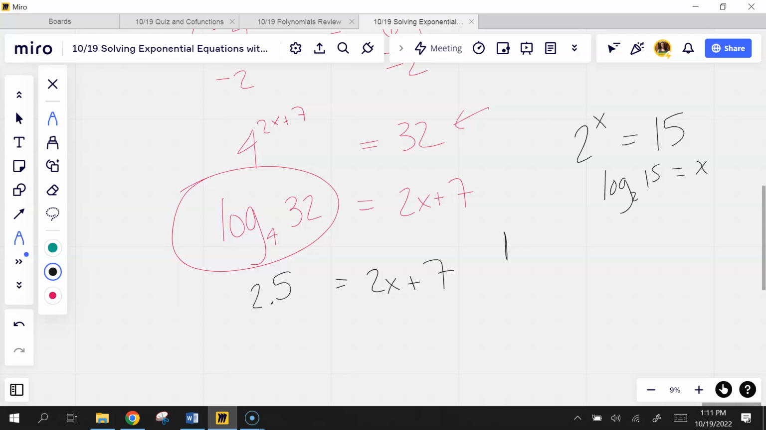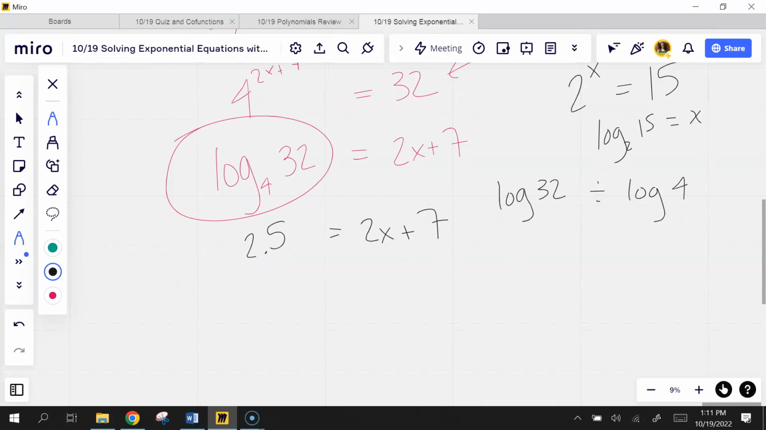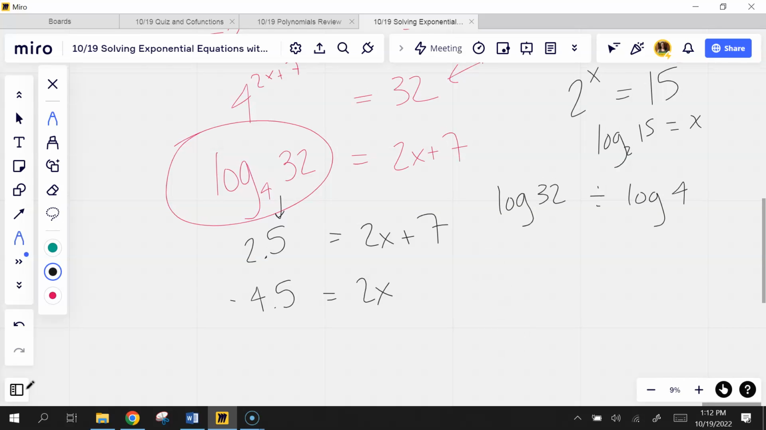Okay, so you're gonna do log 32 divided by log 4. Okay. Now I got 2.5, so now I subtract 7. What's 2.5 minus 7? So we have to do the first part one more. Dude, I got it, bro. And now -9/4.